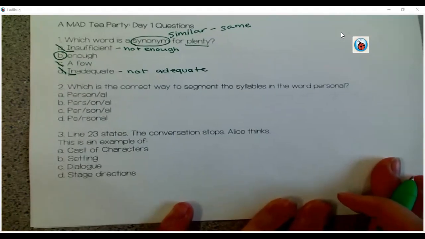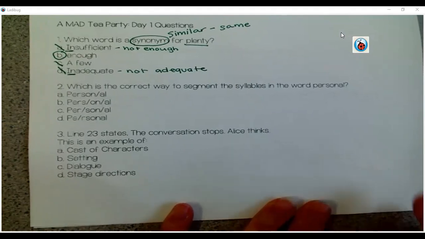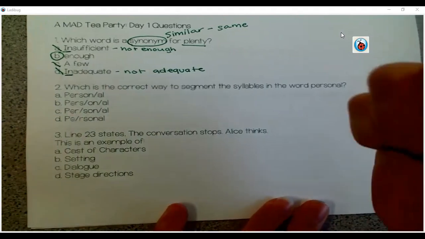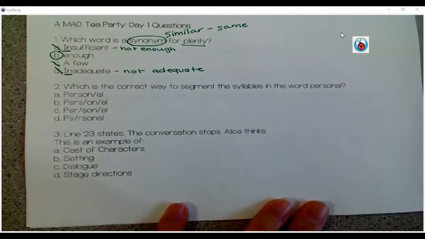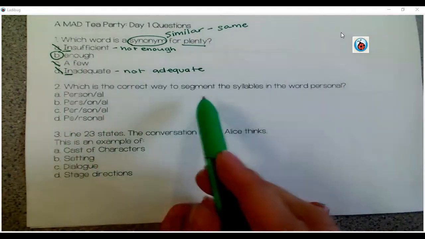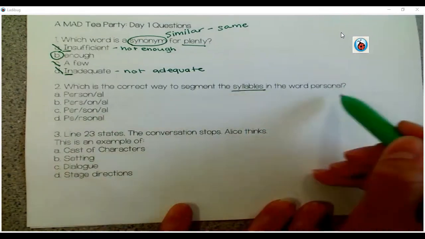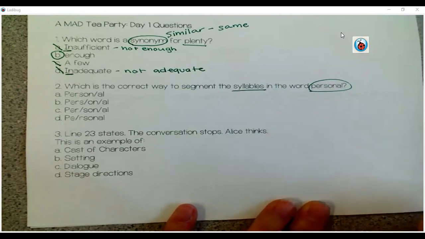Number 2 says, which is the correct way to segment the syllables in the word personal? Remember, when we're finding syllables, we can pound it out, personal. Or you could take your hand and put it under your chin and say the word and feel how many times your chin drops. Personal. So I need you right now to pause the video, and in Kidam, I need you to answer, where should we segment the syllables in the word personal? All right, when you're ready, push play.